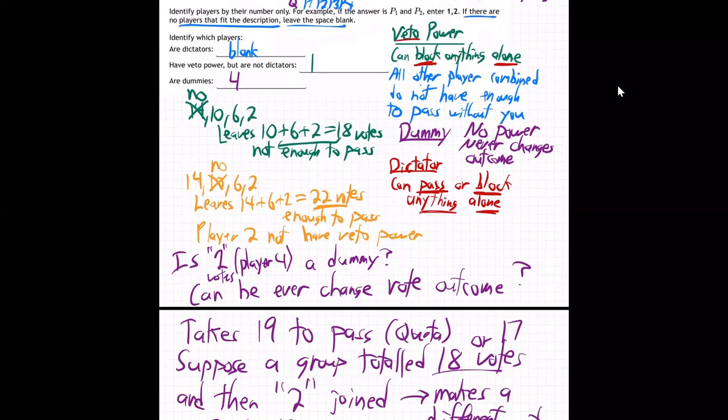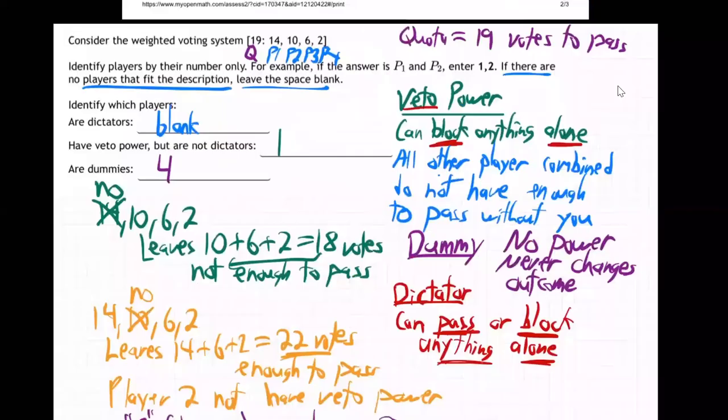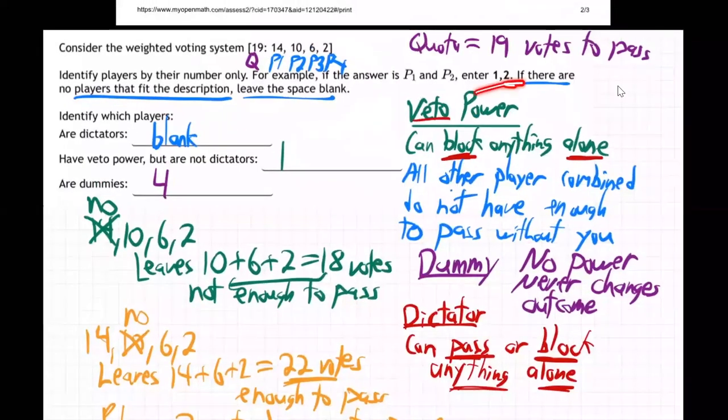Player 4. Supposed to put the player number. Watch out there, right? They want the player number.